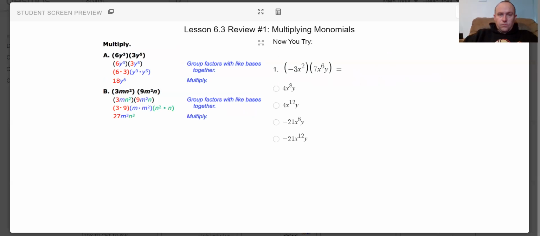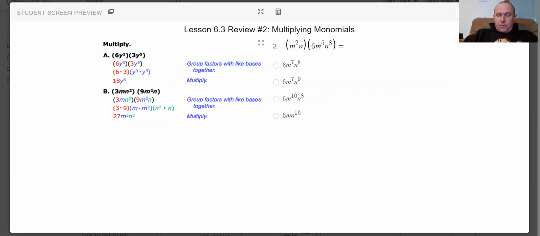There were a couple of review questions to try. You might want to pause the video and try the 2 questions in the Canvas, in the Desmos activity. But -3 times 7 is -21, so I know it's between these 2. And for the exponents, I'm going to add them as I'm multiplying. So 2 add 6 is 8. There's only one y in this question, so I can't combine it with anything. It's just y by itself.